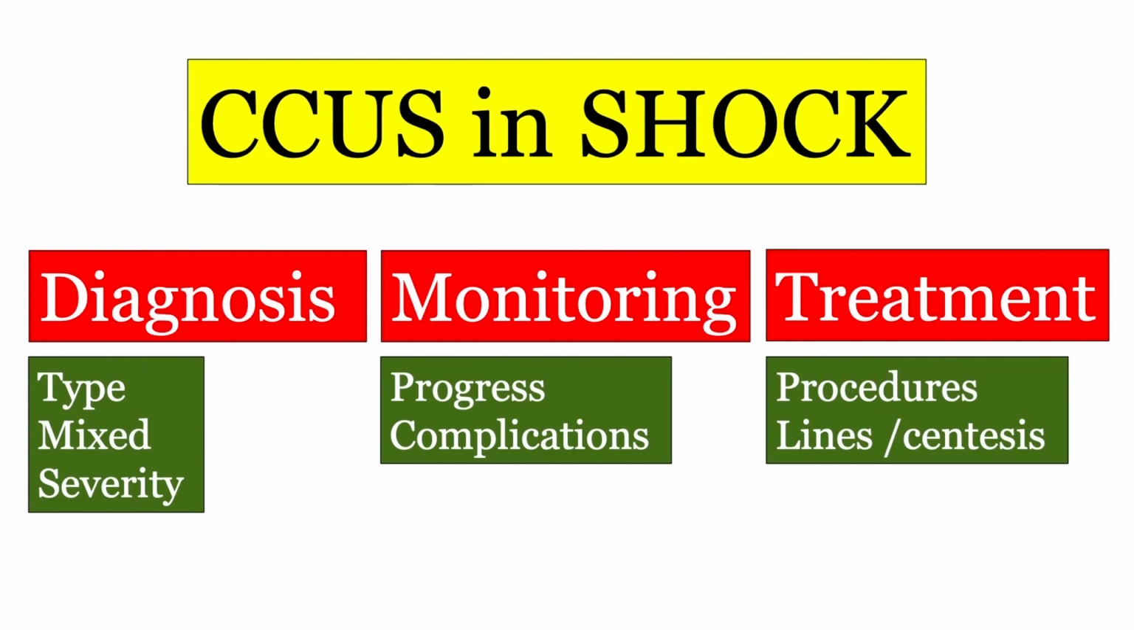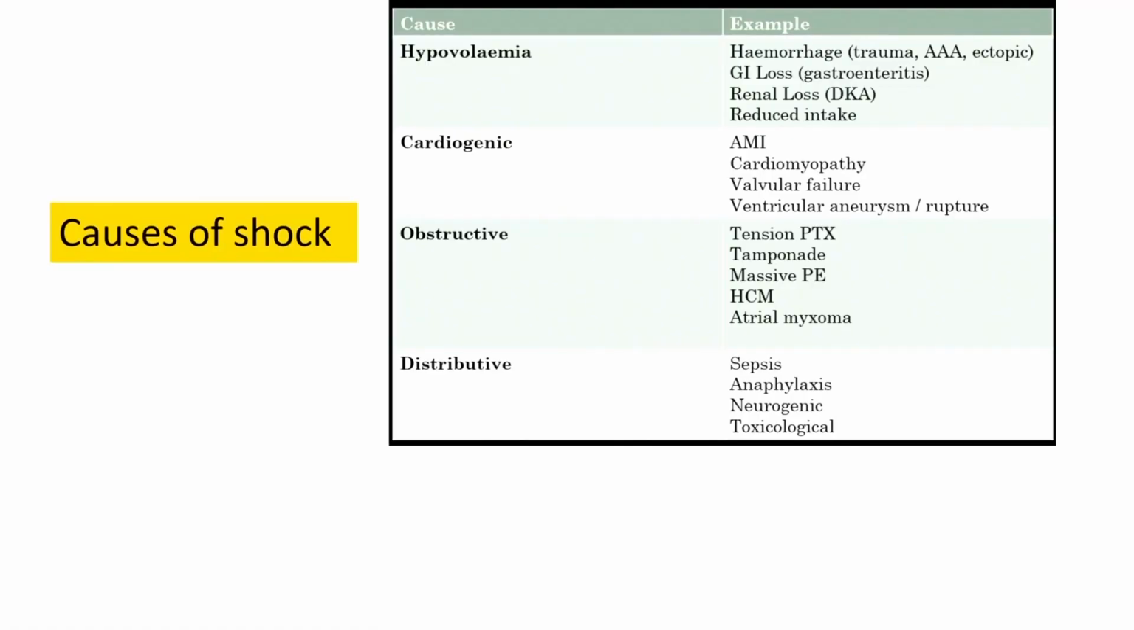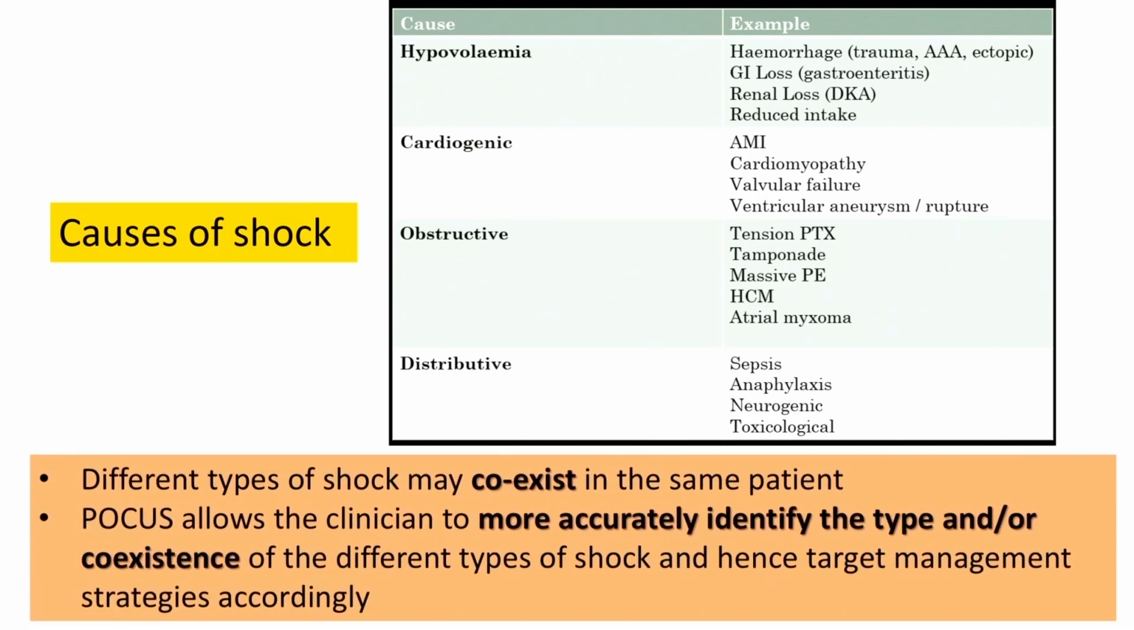The monitoring will include the progress, the complications, how to guide fluid therapy, and when to start vasopressors. All these things can be guided by ultrasound, and the treatment, obviously, includes procedures, line placement, removing the offending agent in case of sepsis, draining the cause of the sepsis, and so on. Broadly, we classify shock into hypovolemic, cardiogenic, obstructive, and distributive, and as I said, it may coexist. And this is where ultrasound comes into the picture, because just by history and physical examination, sometimes you may miss coexistence of different types of shocks.